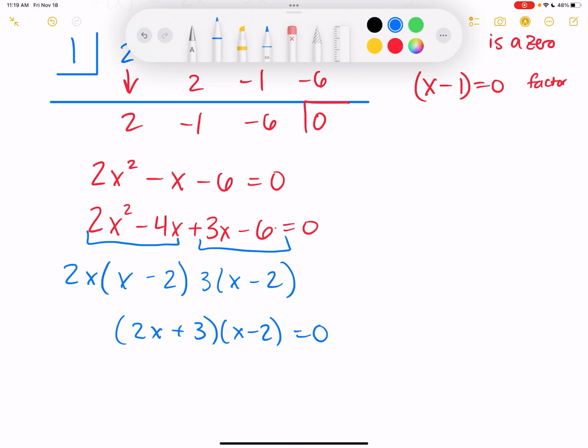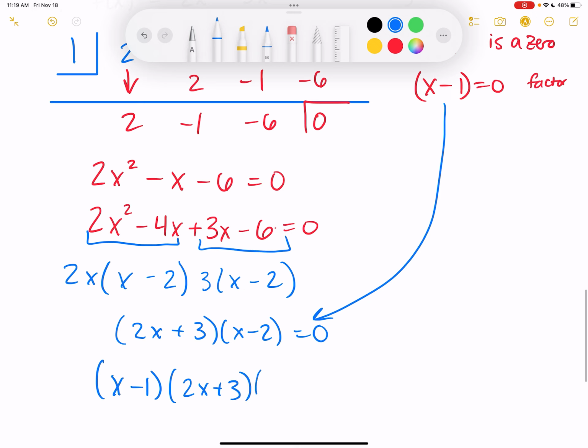So then now the whole thing, we would have x minus 1, because we would bring that one down with it, times 2x plus 3 times x minus 2. I guess technically is equal to f of x. The equal to 0 part really is irrelevant, so I'm going to remove that. This should be f of x equals.